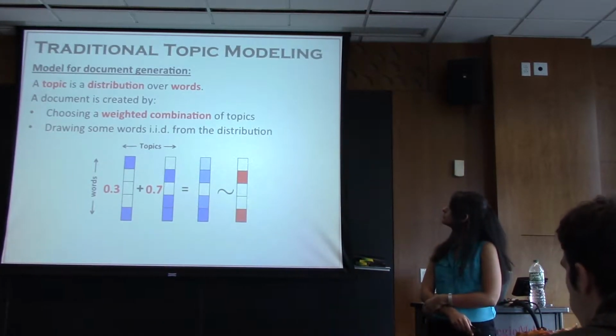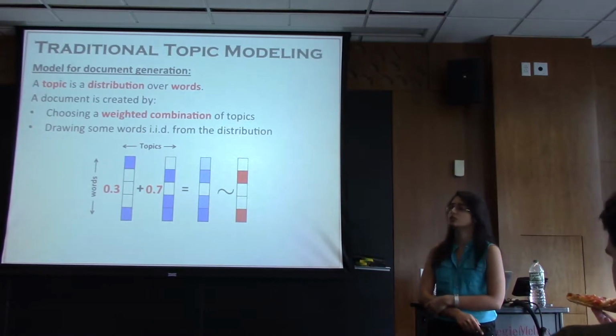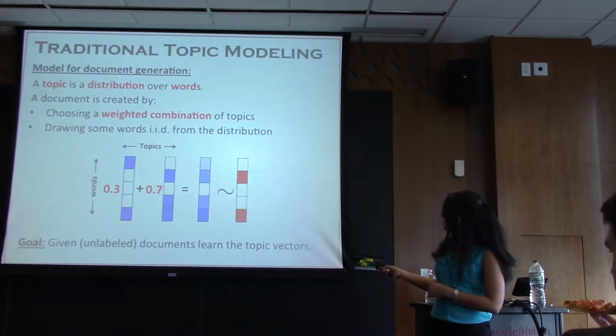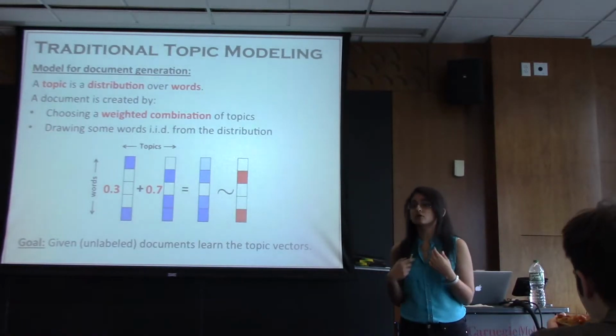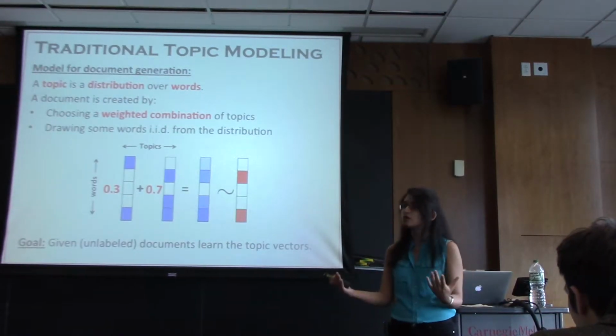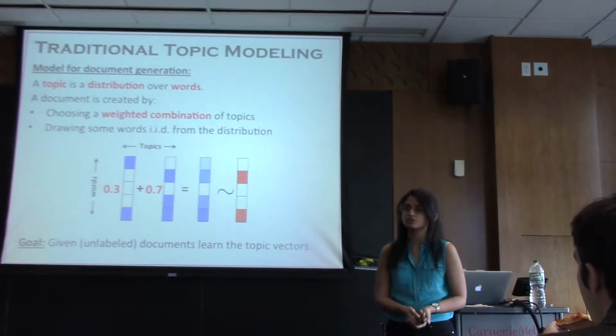And traditionally the goal was to actually learn what these topic vectors are. Or in other words, since we are representing topics as distribution over words, what is this distribution over words for each topic?